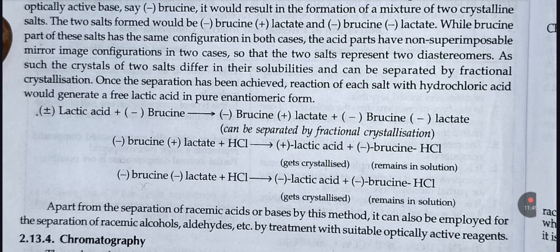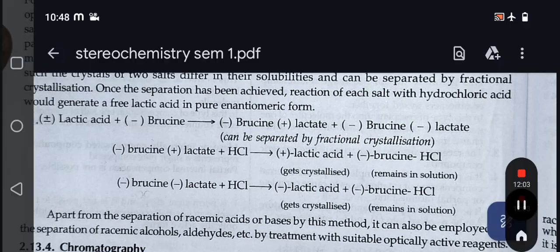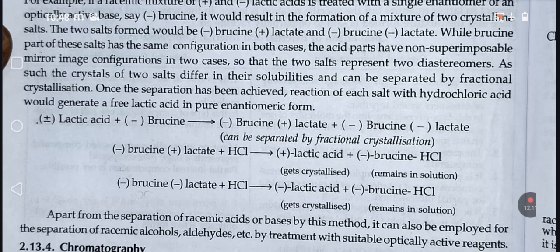As such, the crystals of the two salts differ in their solubility and can be separated by fractional crystallization. After separation, activation is achieved by reaction of each salt with hydrochloric acid, which would generate free lactic acid in pure enantiomeric form. Plus-minus lactic acid plus minus brucine will give minus brucine plus lactate and minus brucine minus lactate, which can be separated by fractional crystallization.